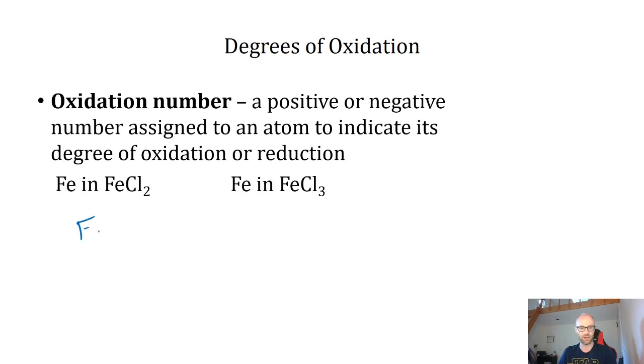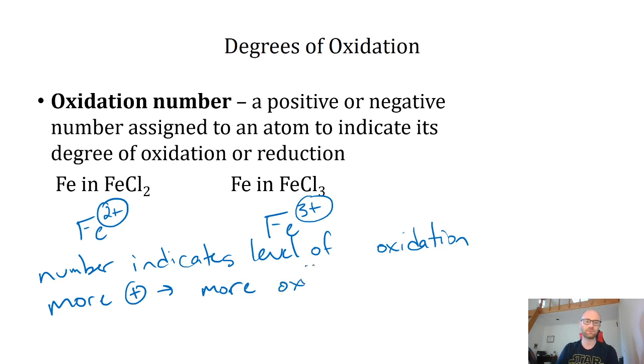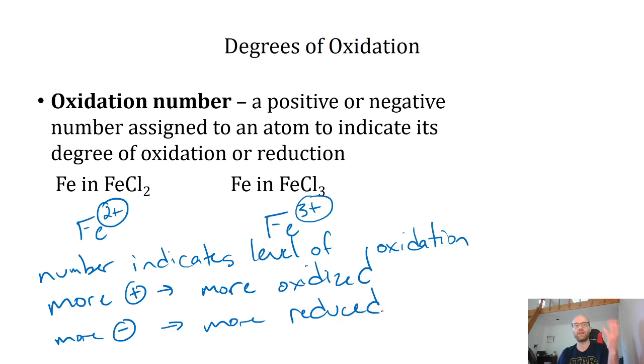So that's obviously what I just said, so I'll just write this down to make sure the slide matches. This number indicates the level of oxidation. More positive is more oxidized. And then we're going to also say more negative, or I guess less positive, is more reduced. So the iron 2 ion is the more reduced of the two.